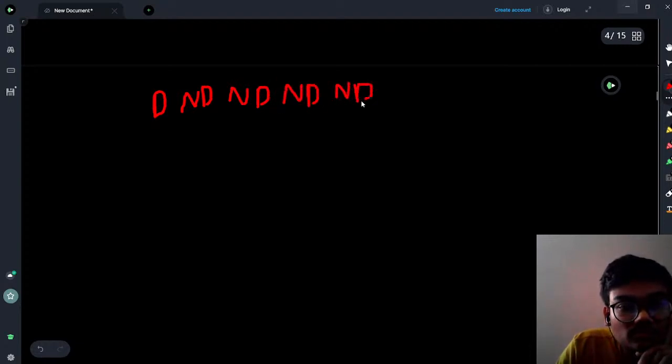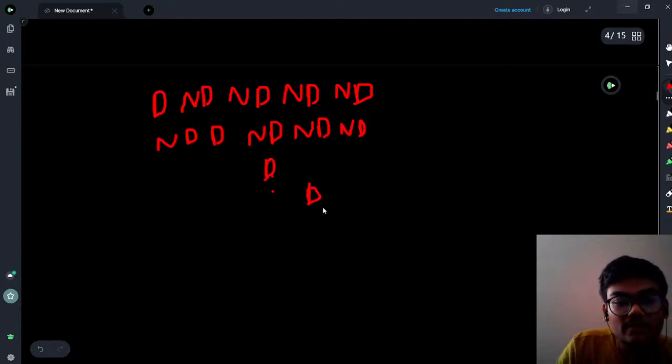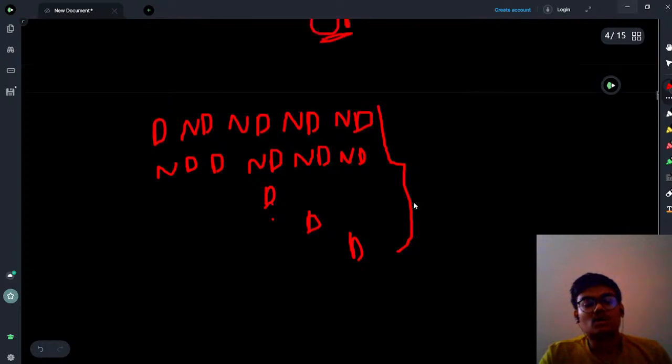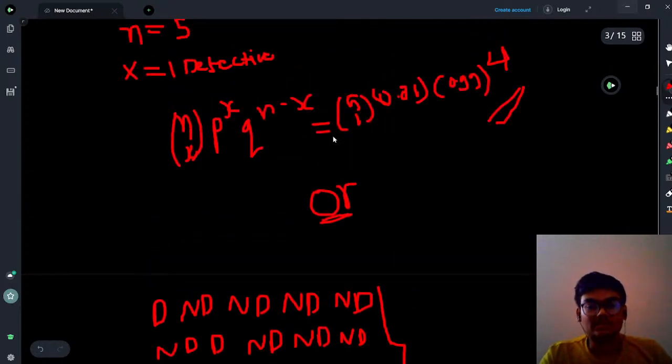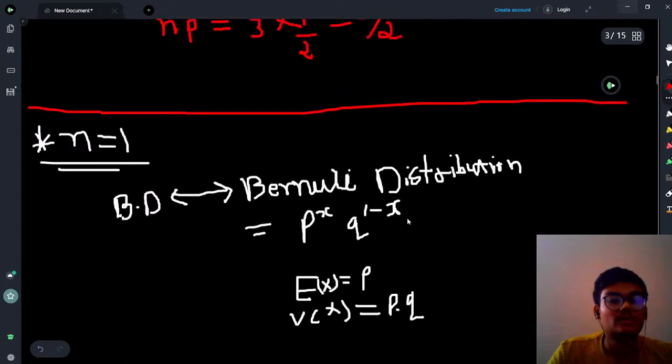Now this could also be in the second position, where we get the defective one, and like that you have still 3 more possibilities. D can be here, D can be here, and D can be here. Now these are the different cases. If you add all these cases, you will get the same answer as in the previous method. So this is the visualization of the binomial distribution. This is the formula. This is one.